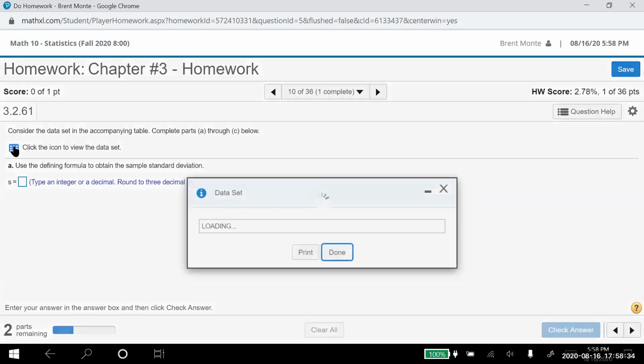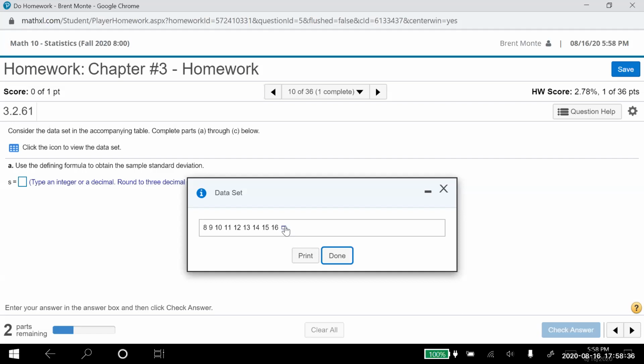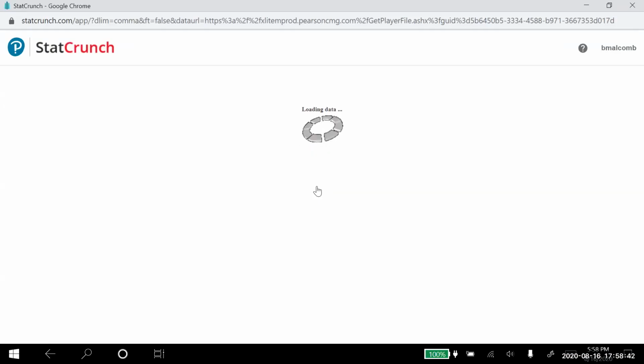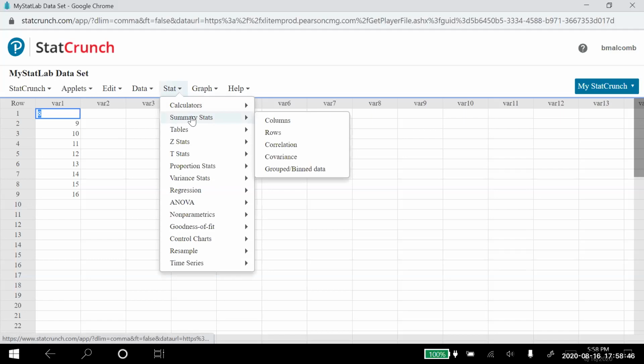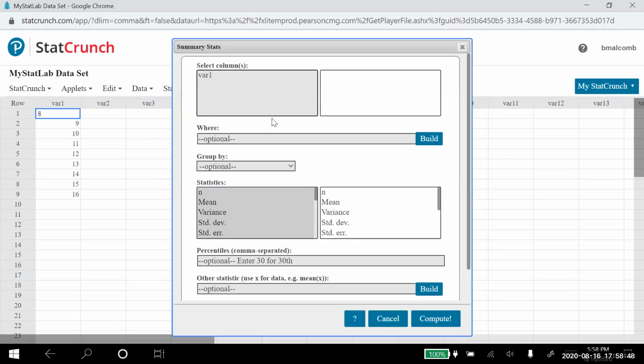I'm going to click here to open the data. There's my data. I'm going to click here to copy and open it in StatCrunch. So I go into StatCrunch, again, summary stats, columns. Variable 1, click on that, make sure it's over here. This time, they ask for the standard deviation. Well, there's my standard deviation right there. It's in here. I'm just going to say compute.